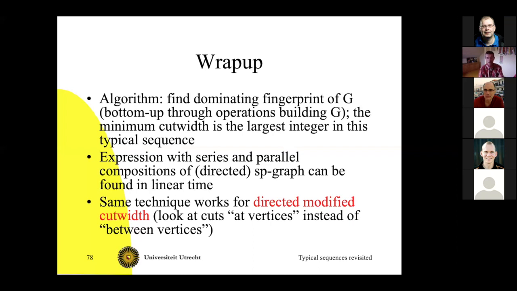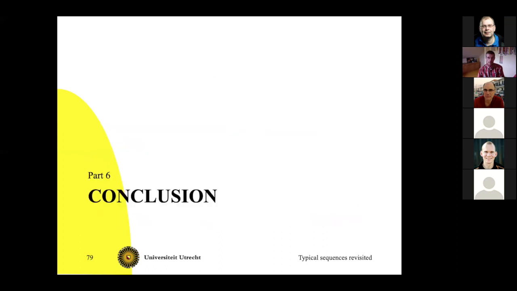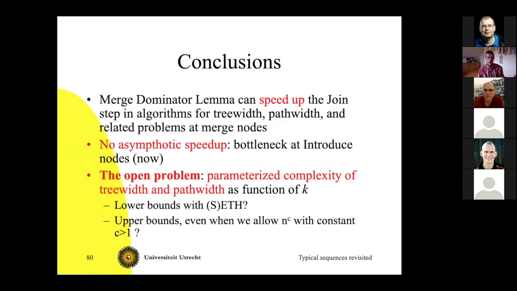The same technique also works for a variation of the problem, called directed modified cutwidth, where we don't look at cuts between vertices, but actually at cuts at vertices. So for every vertex, you look at how many edges go from the left of that vertex to the right of that vertex. And the same technique also shows that this directed modified cutwidth can be solved in quadratic time on directed sequence graphs. So that was more or less all that I wanted to tell you.